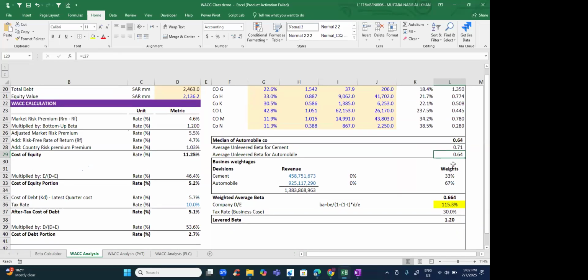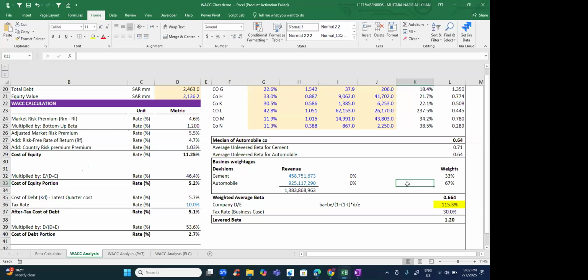Now take the weighted average of these two. So in our company, 33% belongs to cement and 67% belongs to automobile. Our company is earning 33% from the cement and 67% from the automobile. So how do you know? This is just an example. You have to divide the two divisions. You have to give the weightages to the two divisions.